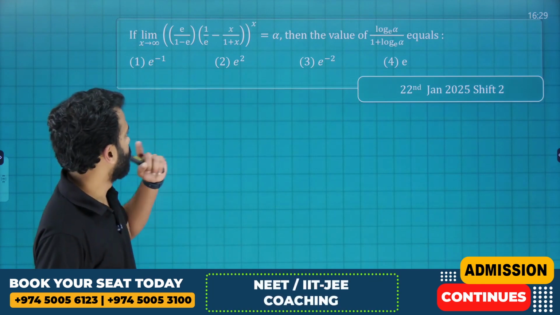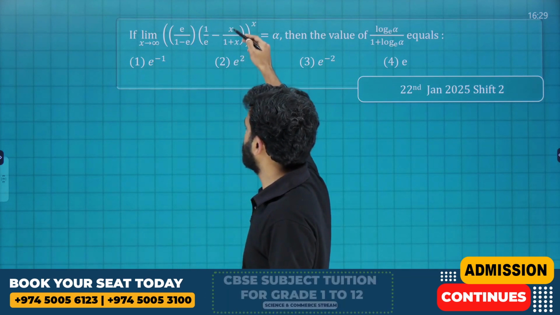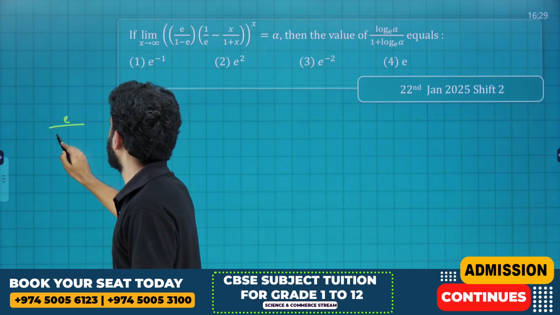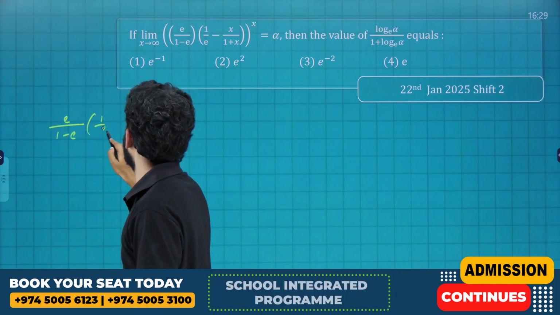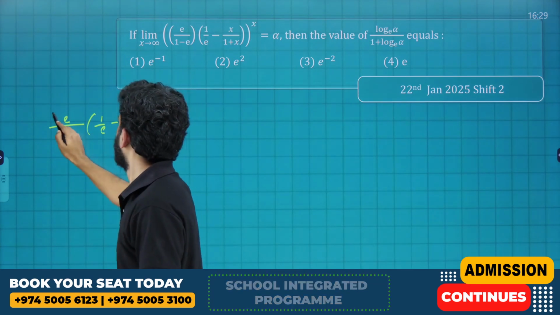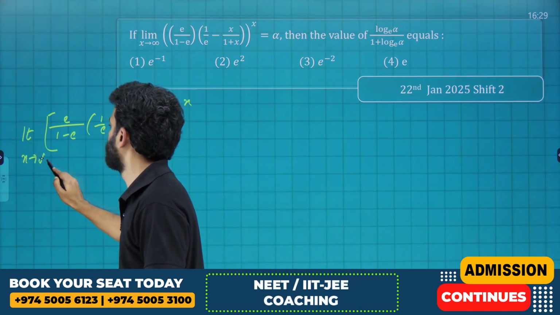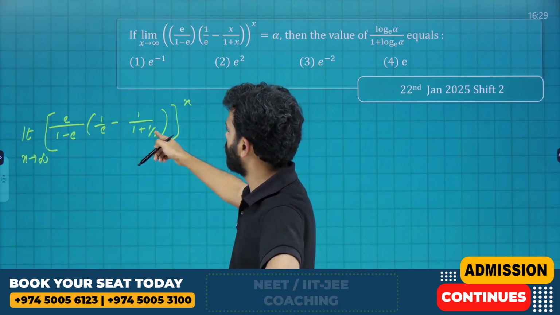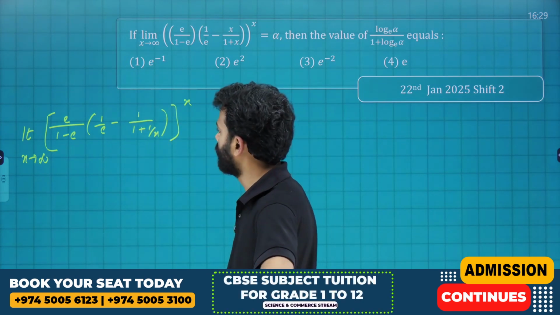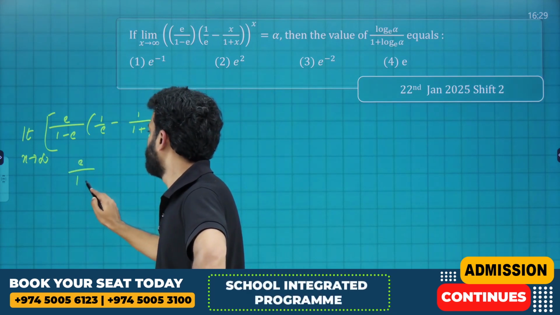At first we can evaluate this. Since limit x is tending towards infinity, we can divide here with x and here also with x, and you will get e/(1-e) into (1/e - 1/(1+1/x)), the whole raised to x. Limit x is approaching towards infinity, so 1 by infinity becomes 0. This becomes 1 plus 0, that is 1. Net value becomes 1. And what is 1 by e minus 1? That is e by 1 minus e.